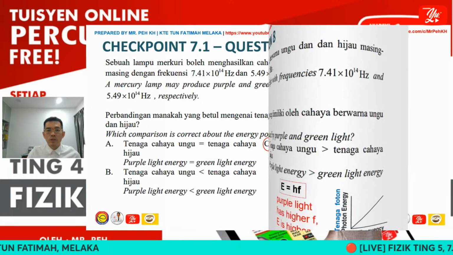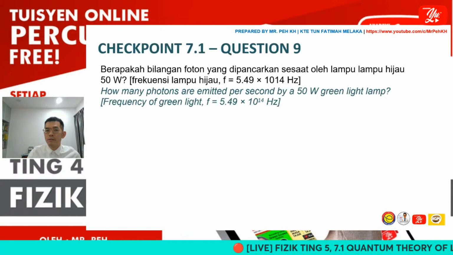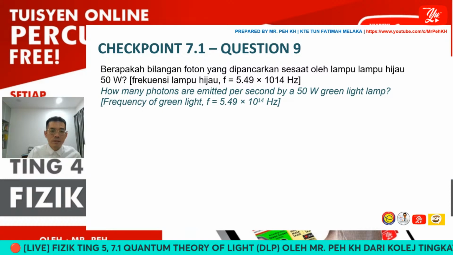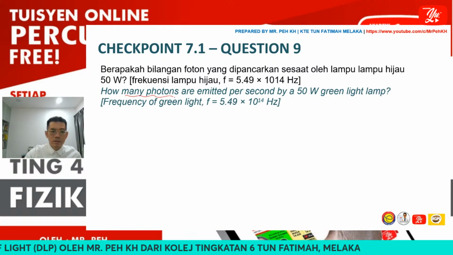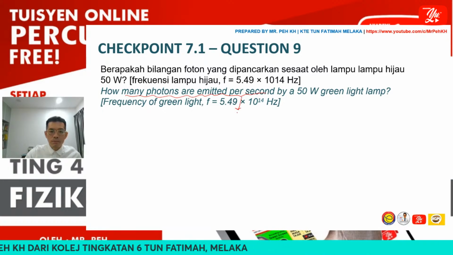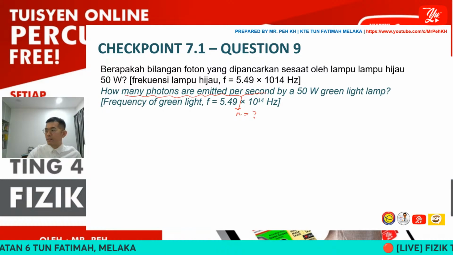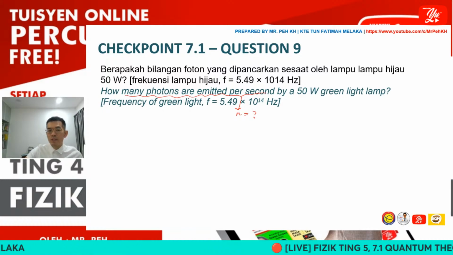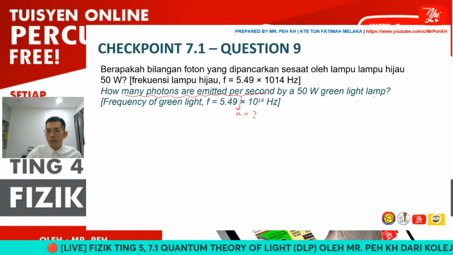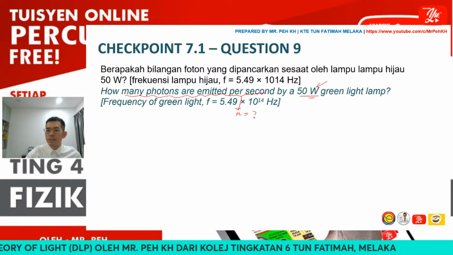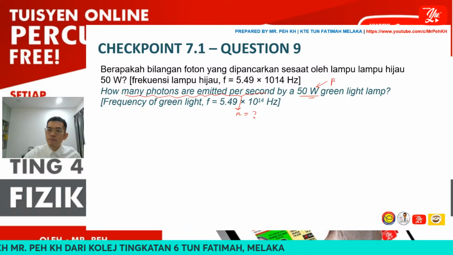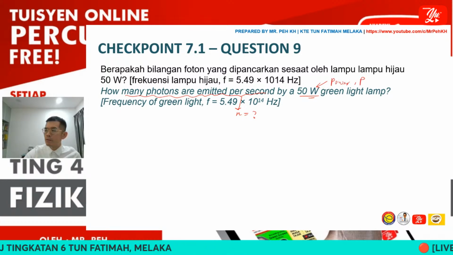Okay, the next question, question number 9. This will be a calculation question. How many photons are emitted per second? The number of photons emitted per second, we use the symbol n. So the question actually asks you to find n, where the formula is the last one you learned already in learning standard 5. And here it is a 50 watt green light lamp. When you see watt, it actually represents power, right? So the power here will be the symbol capital P.